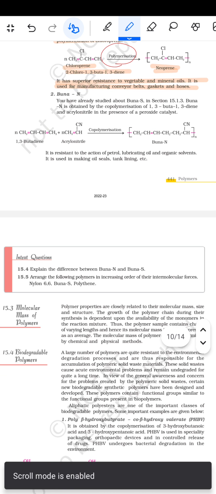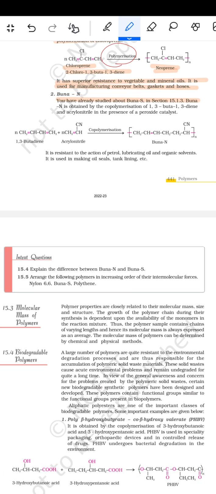उसके बाद फिर आता है ब्यूना एन. तो you have already studied about the Buna S in section 15.1.3. Buna N is obtained by the copolymerization of 1,3-butadiene and acrylonitrile in the presence of a peroxide catalyst. जैसे 1,3-butadiene और acrylonitrile है, इसका copolymerization किए तो बन गया ब्यूना एन. It is resistant to the action of petrol, lubricating oil and other organic solvents. It is used in making oil seals, tank lining, etc.